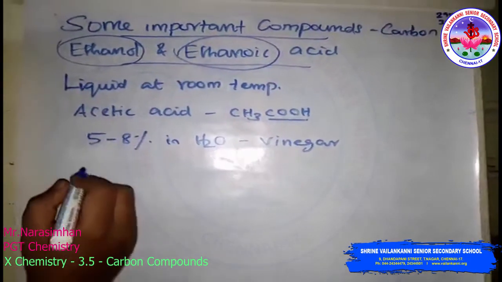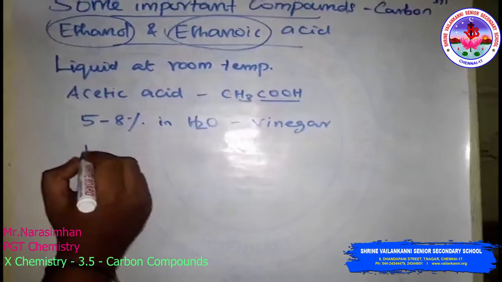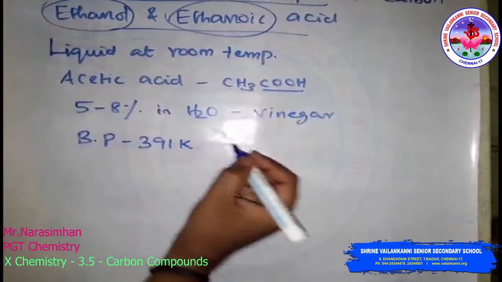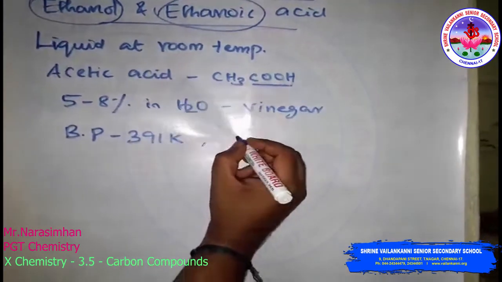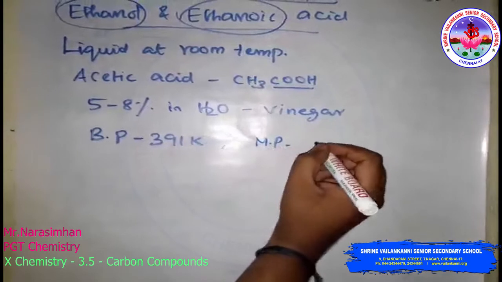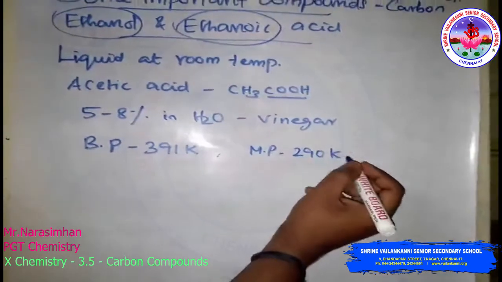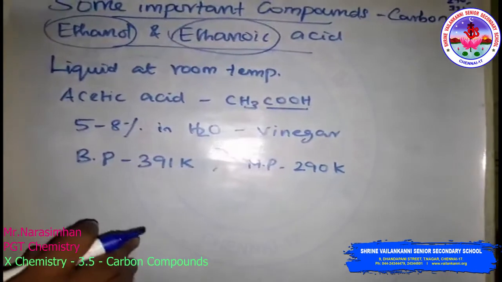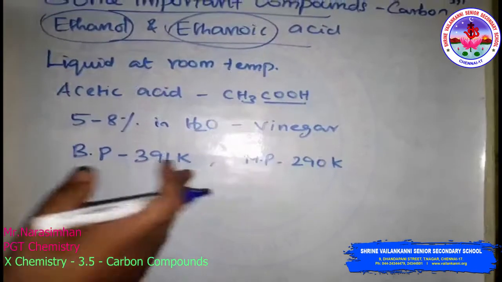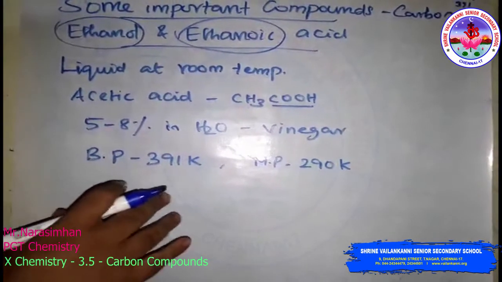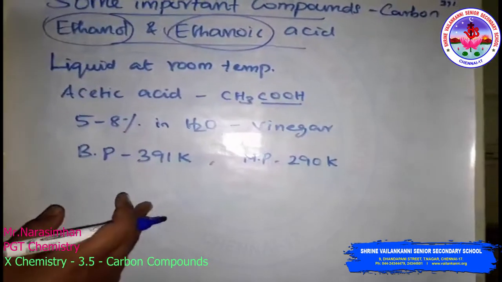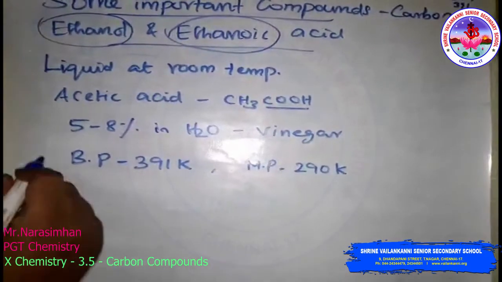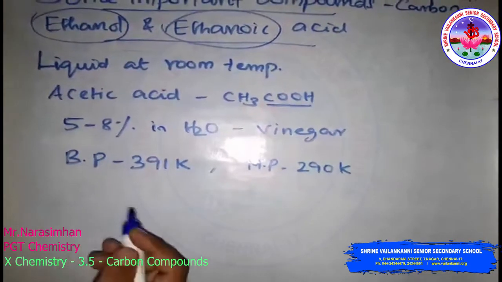Here the boiling point and the melting point. The boiling point of acetic acid is 391 Kelvin, and the melting point is 290 Kelvin. The melting point of pure ethanoic acid is 290 Kelvin, and it often freezes during the winter in cold climates, giving rise to the name glacial acetic acid. Usually in our laboratory we use glacial acetic acid.